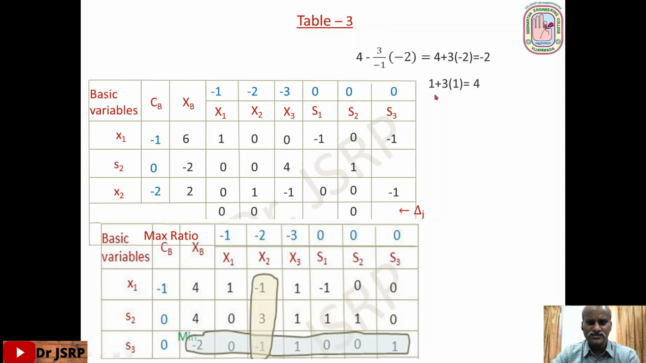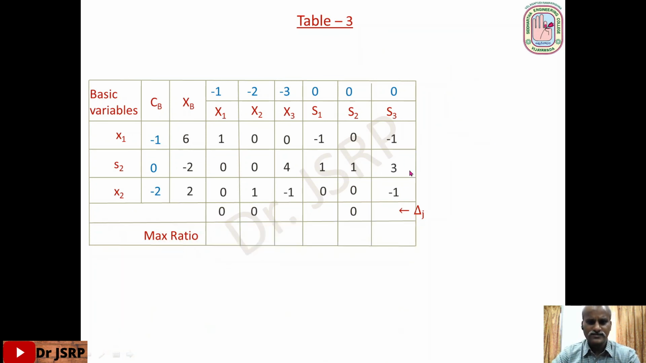To calculate this value, replace 1, 0. Here 1, here 0. 1 plus 3 into 0, 1. To calculate this present value, 0, 1. Replace 0 here, 1 here. 0 plus 3 into 1, 3. Right. Now find the delta J values.